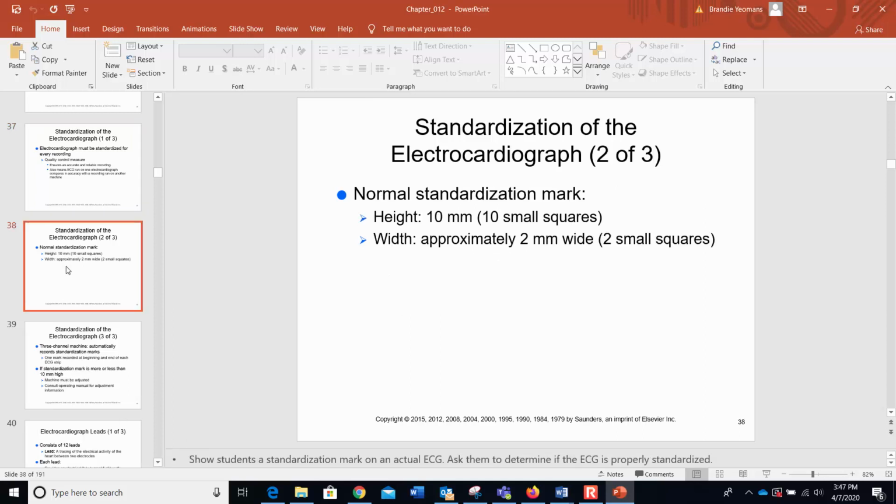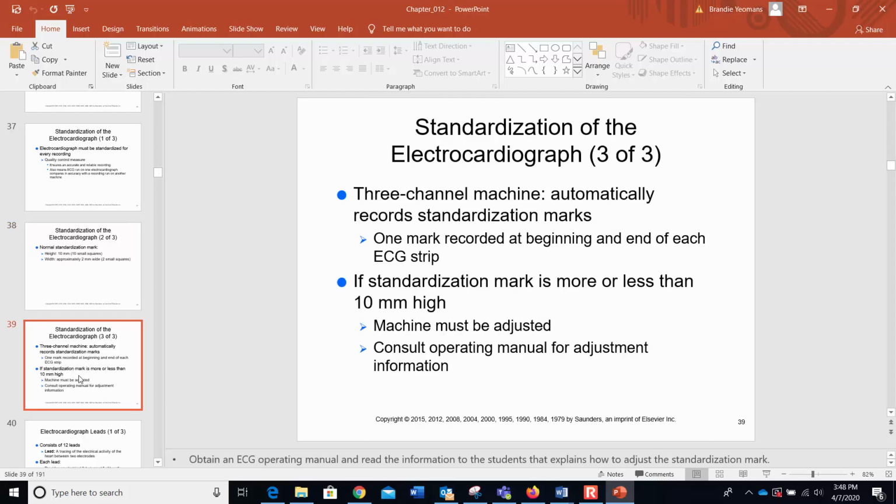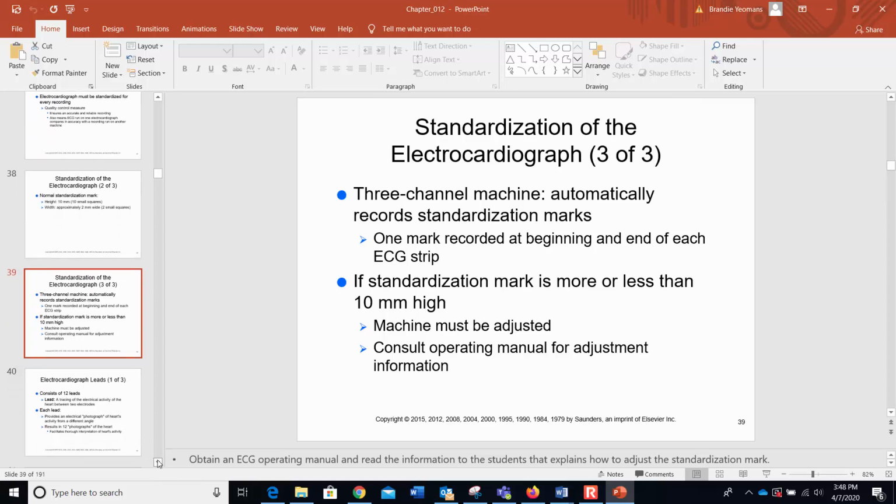The normal standardization mark is very important. It is 10 millimeters high, which, remember, is 10 small squares, by 2 millimeters wide, which is 2 small squares. So up 10 and over 2. You're going to see that standardization mark at the beginning of every EKG. Very, very important. Remember, we're using those 3-channel machines. They automatically record that standardization mark, but if it doesn't, we've got problems.